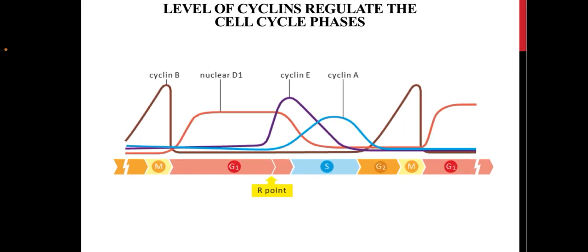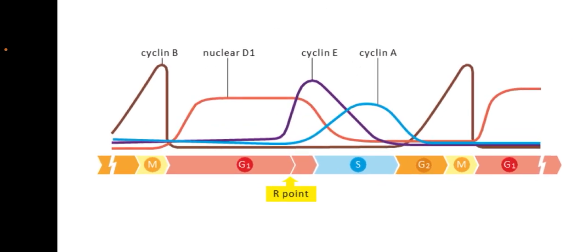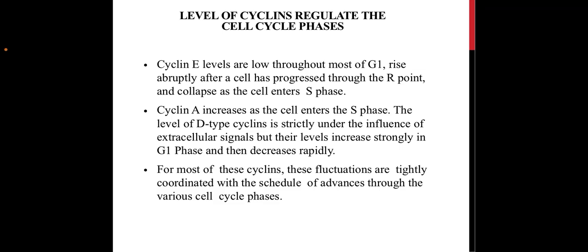So that is the level of cyclins in different phases. Cyclin B is active in which phase? They are active in the M phase. In G1, D-type cyclins; at the R point, E-type cyclins; in the S phase, A-type cyclins; and then at the onset of M phase, A is replaced by the B-type cyclins.